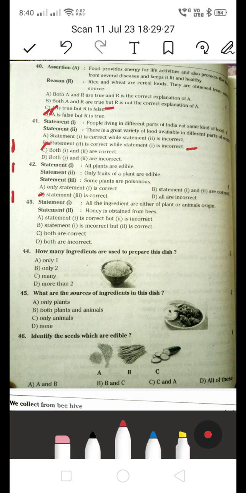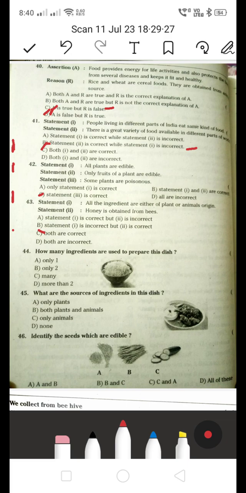Next, statement 1: all the ingredients are either of plants or animals origin. Statement 2: honey is obtained from bees. A, statement 1 is correct but 2 is incorrect. B, statement 1 is incorrect but 2 is correct. C, both are correct. D, both are incorrect. Which is the right answer? Its answer is C, both are correct. All the ingredients are of plants or animals origin, and honey is obtained from bees. So C, both are correct, is the answer.